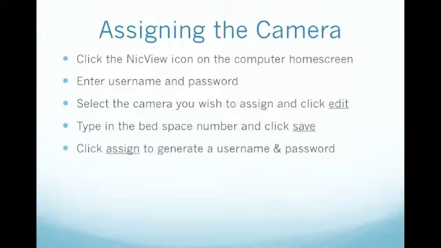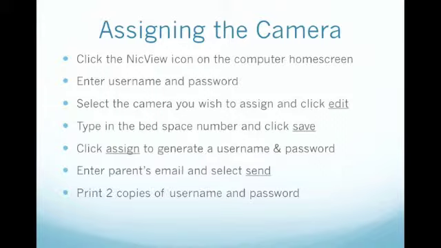Then, by clicking the Assign button, you'll generate a username and password that the families will use to access the website. In the box indicated, enter the parent's email address that you've obtained from the consent and hit Send. This will generate an email with the username and password directly to the family. Also be sure to print 2 copies so that they may have some on hand. Finally, click the Assign Camera button and you'll return to the home screen. You should have successfully completed assigning the camera.